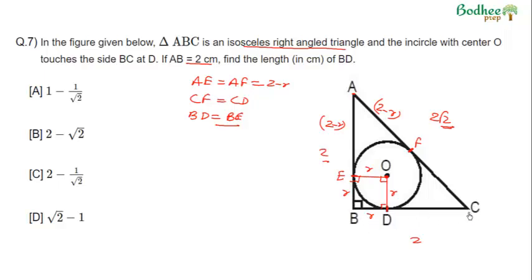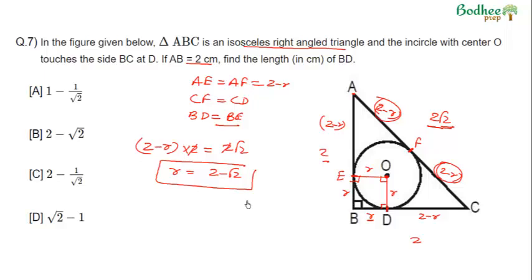And here also CD will be equal to what? The entire length is 2. This is R, so this is 2 minus R, and the same thing will be equal to 2 minus R. So here we can say that the sum of these two must be equal to 2 root 2, right? So (2 minus R) into 2 must be equal to 2 root 2. So 2 will get cancelled out, and the value of R would be equal to 2 minus root 2.